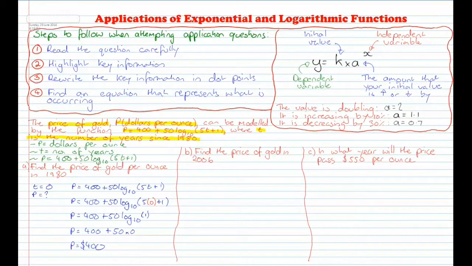Now because it's a worded question, we should actually write a worded answer, and therefore we would say the initial cost of gold in 1980 was $400. Now for part B, it says find the price of gold in 2006.